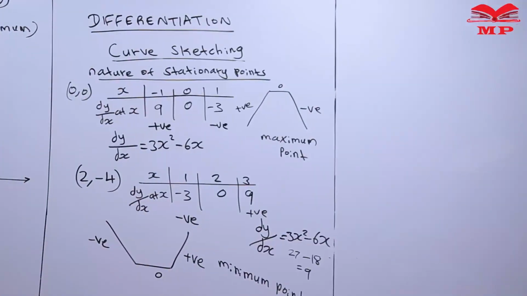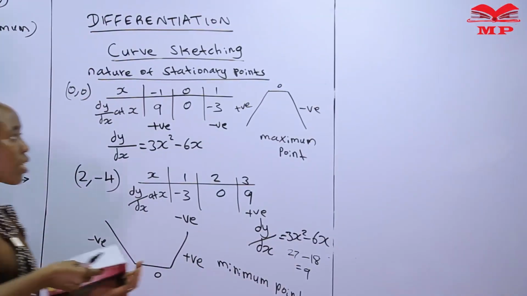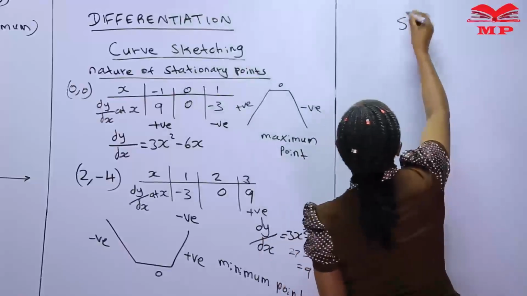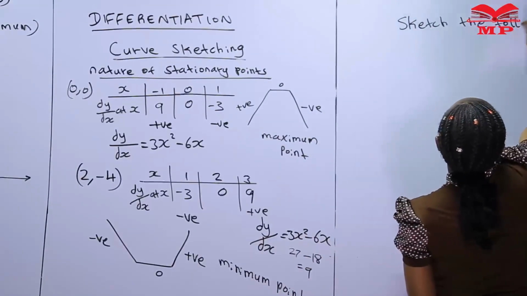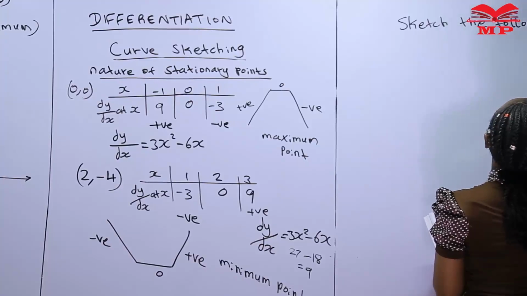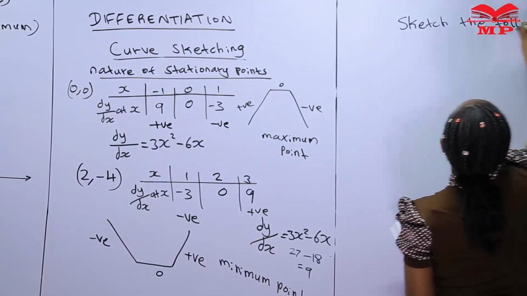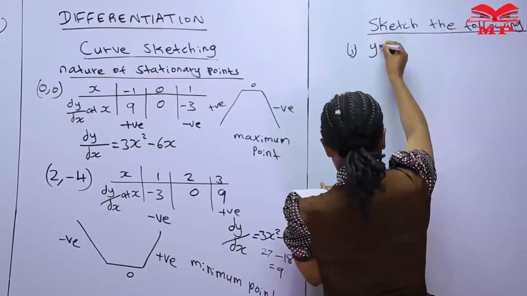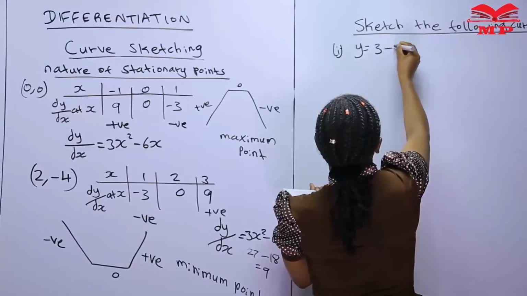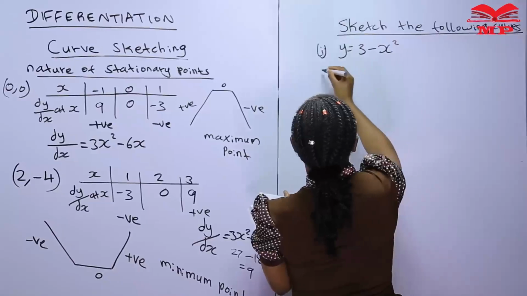So I'd like you to sketch the following curves. Sketch the following curves. So we have number 1, y is equal to 3 minus x squared.